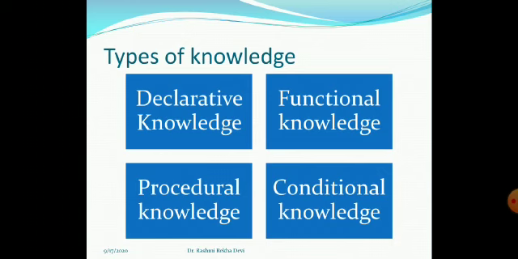But scientific knowledge cannot be subjective. The knowledge has to be objective. So, what is the difference between subjective and objective? Subjective knowledge is different from person to person. It can vary, but objective knowledge will be universal. It will be accepted by all. So this is the difference between personal knowledge and scientific knowledge. Now, knowledge can be divided into different types. Which are the types? They are declarative knowledge, functional knowledge, procedural knowledge, and conditional knowledge.